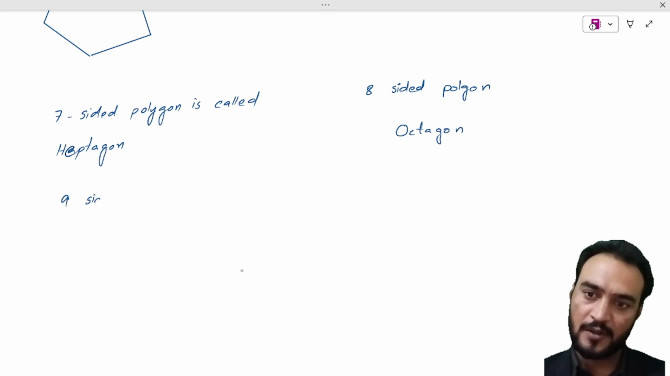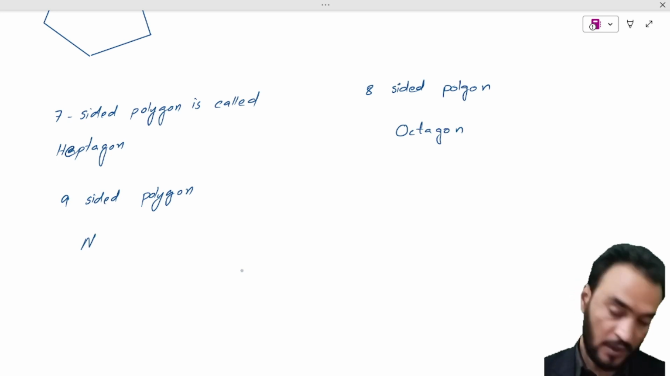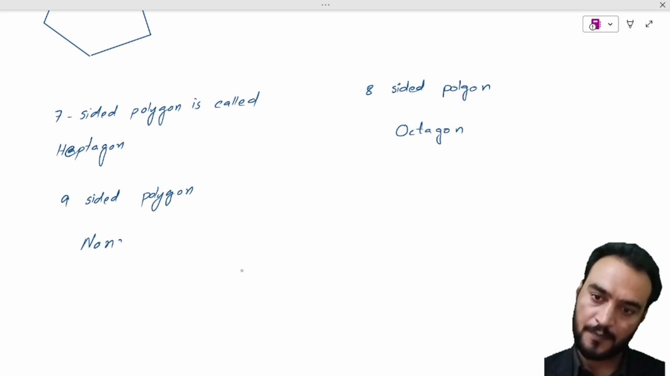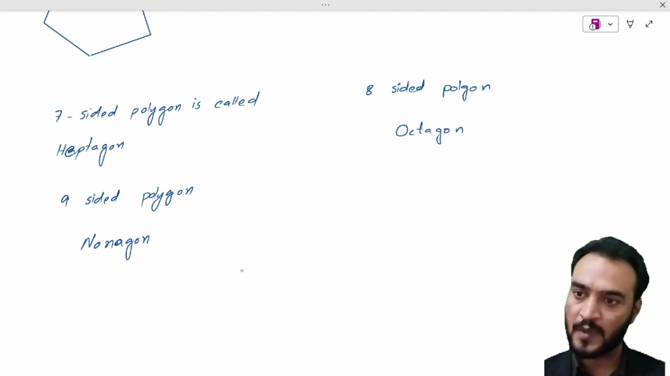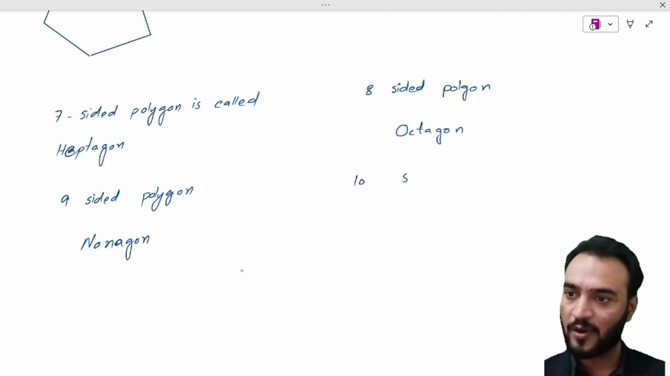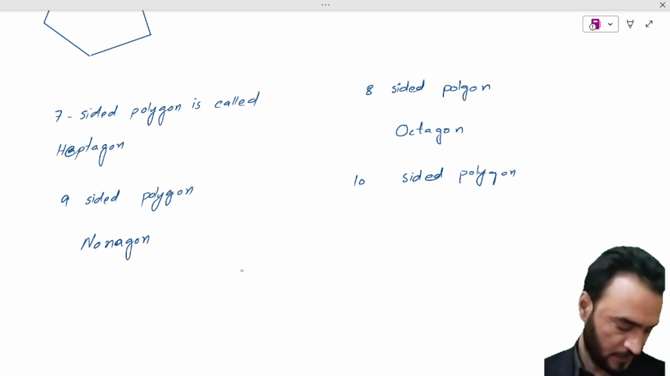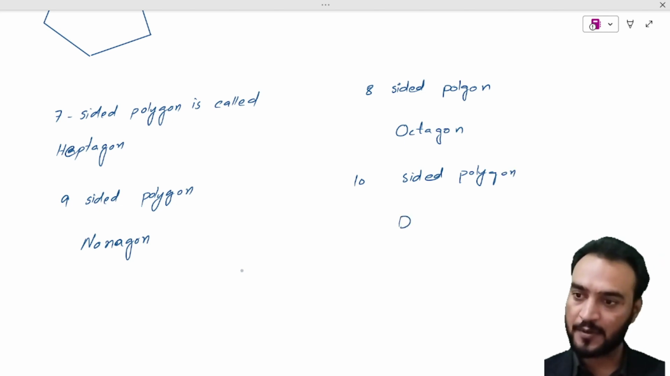A nine-sided polygon is called nonagon. Nonagon. And a ten-sided polygon is called decagon.